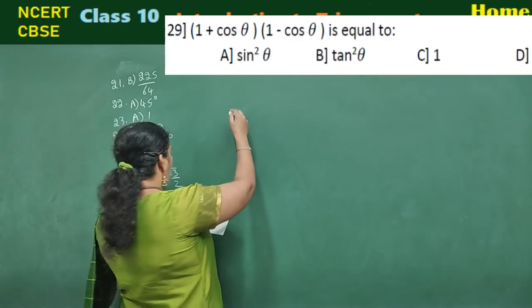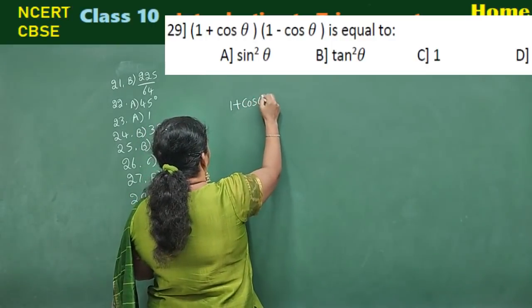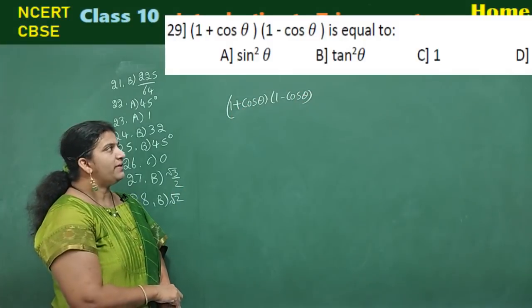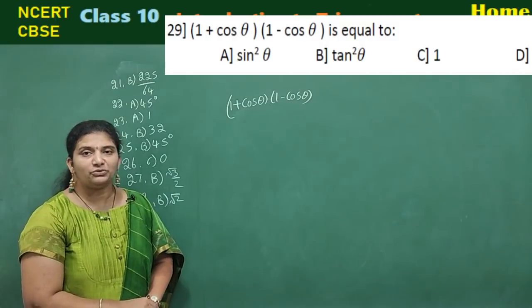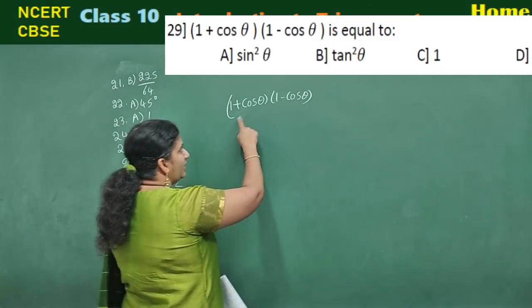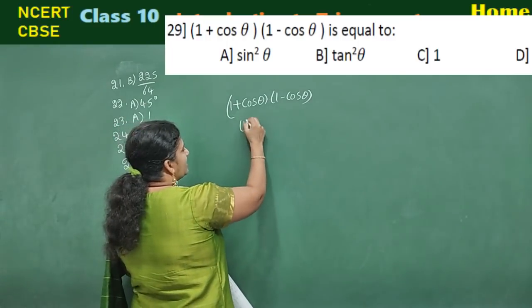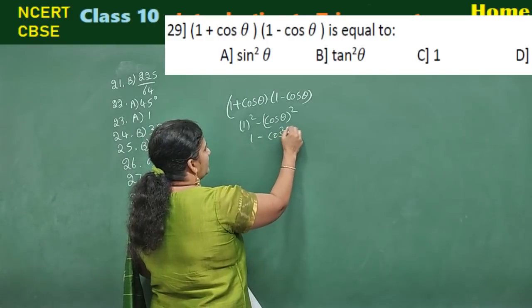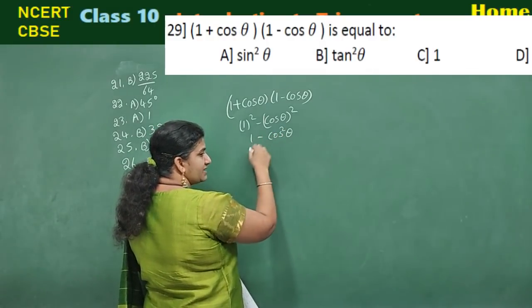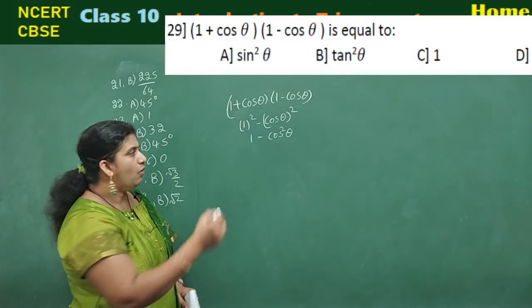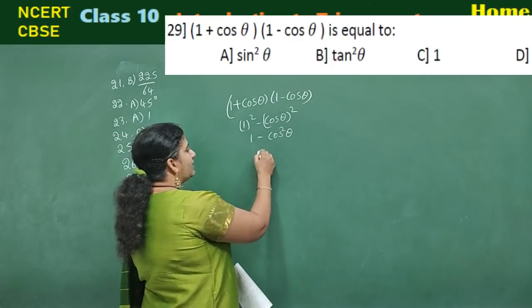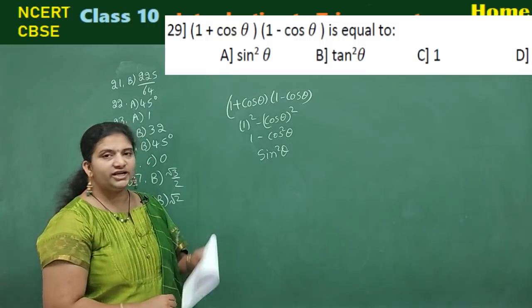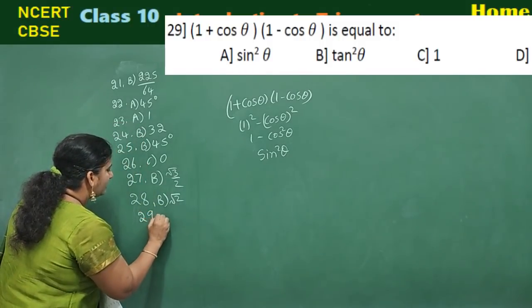29th question. 1 plus cos theta into 1 minus cos theta value is, look here, you can see an identity, A plus B into A minus B, that will be A square minus B square. That is 1 minus cos square theta. Again, you know from an identity, sin square theta plus cos square theta is equal to 1. What is 1 minus cos square theta? That is sin square theta. Check your option here. Option A, sin square theta is the correct answer.